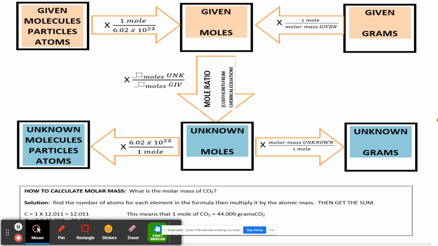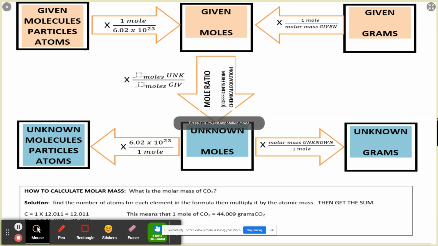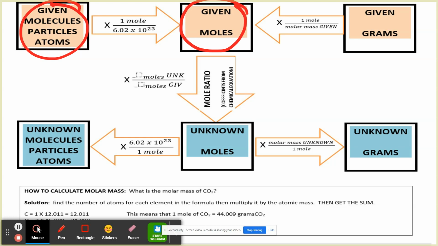So let's start. If you look closely at our flowchart, the boxes at the top are for the given. For example, if you're given molecules, this is where you start. If you're given moles, this is the box where you start. If you're given grams, this is the box where you start off with. Now, the bottom boxes are for the unknowns, what you're looking for.